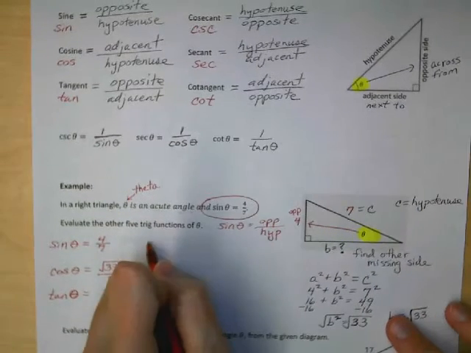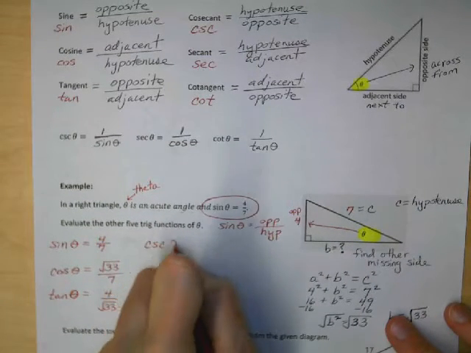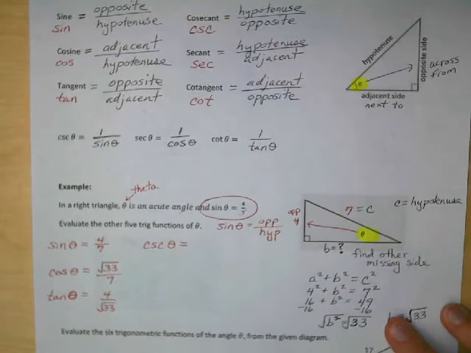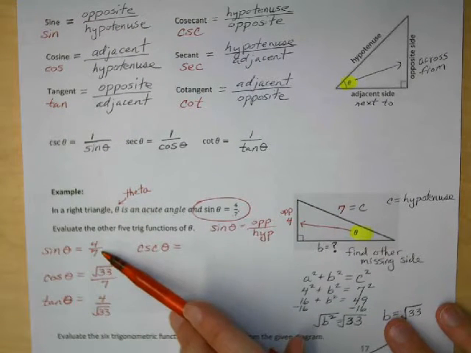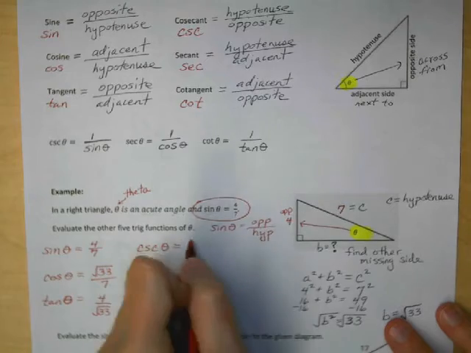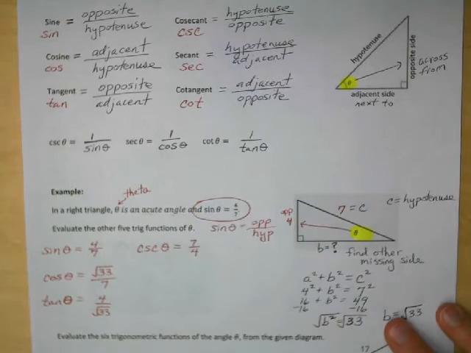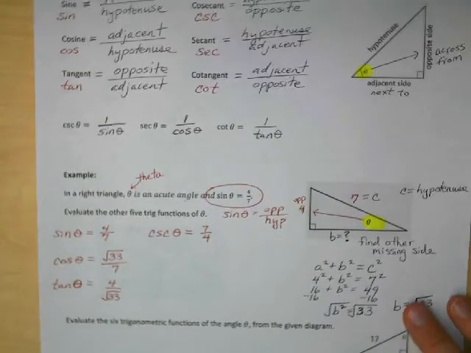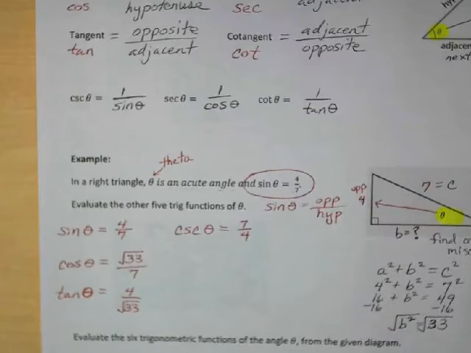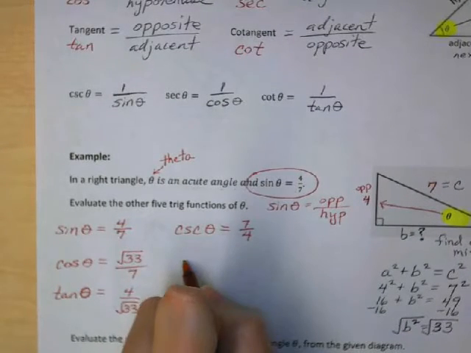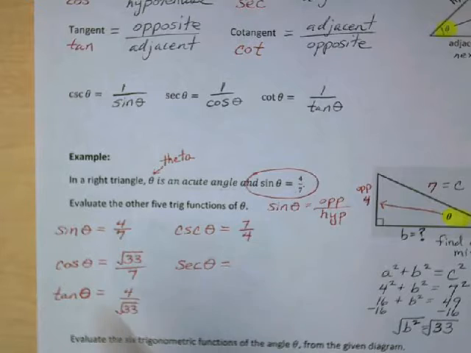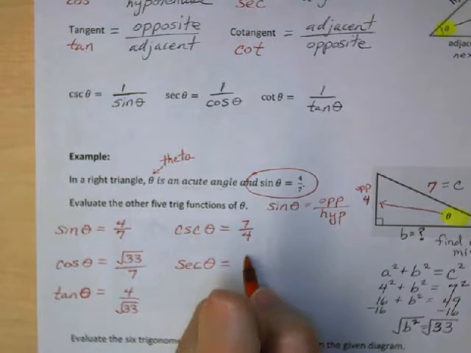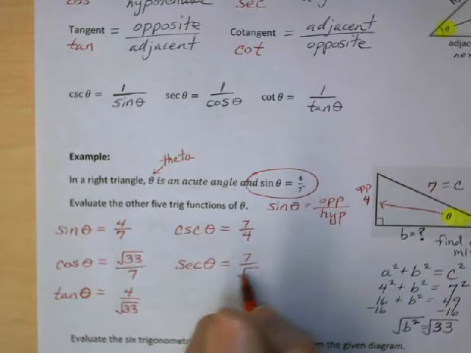So now we got to do cosecant, and write that one out. So cosecant, you just have to take the sine one and flip it over. So it's going to be 7 over 4. And then secant's the next one. Secant is the opposite of the cosine one. So it'll be 7 over square root of 33.